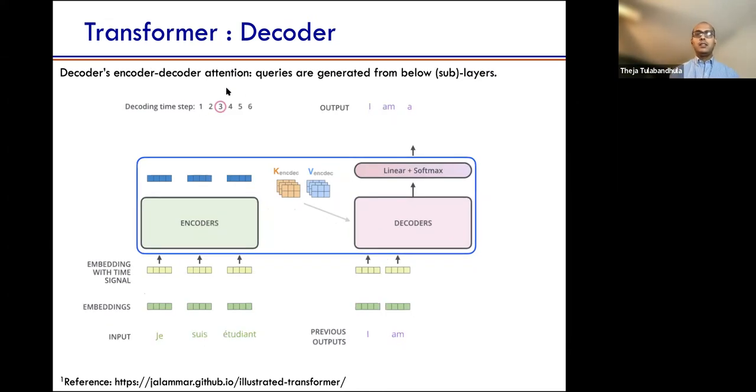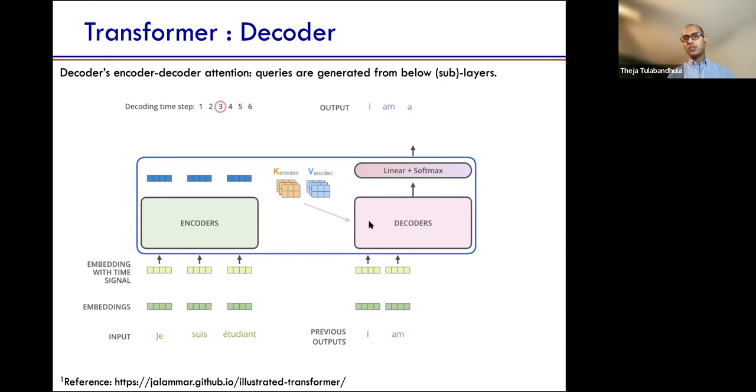Now, the decoder has the encoder-decoder attention, and that's where the keys and values, whatever we computed from the encoder side, are going to be used. So how is it going to be used? Let's say we got the first word "I". We get the word embedding for "I", add positional encoding, pass it through the decoder's self-attention, and there's going to be encoder-decoder attention as well.